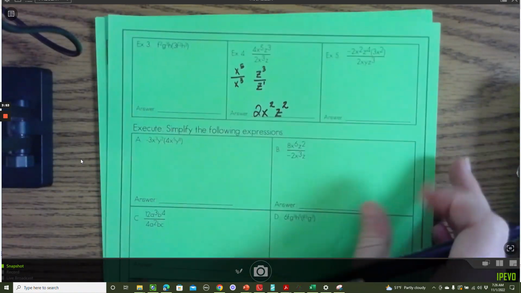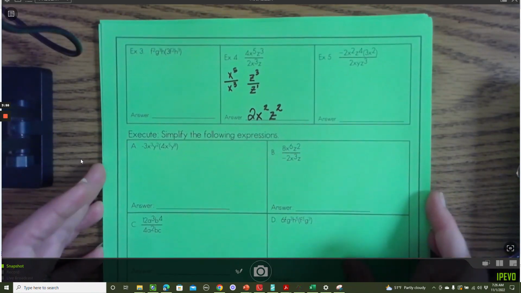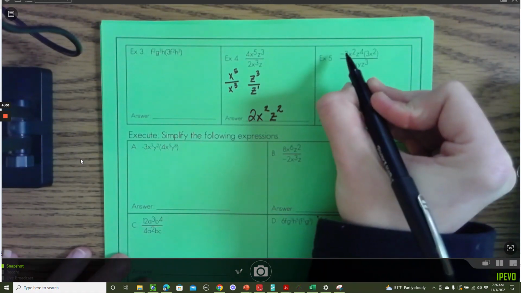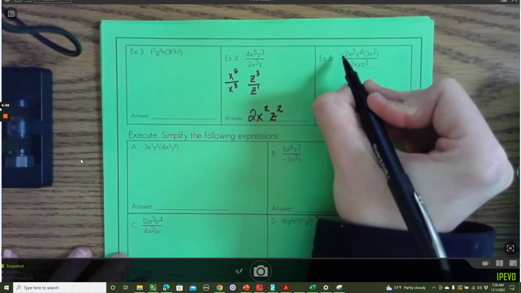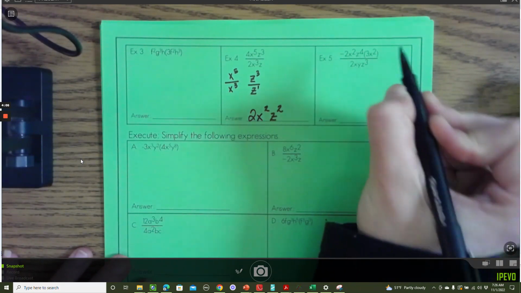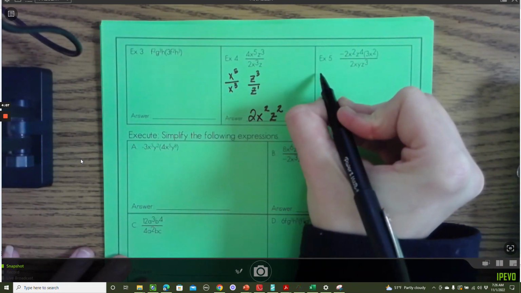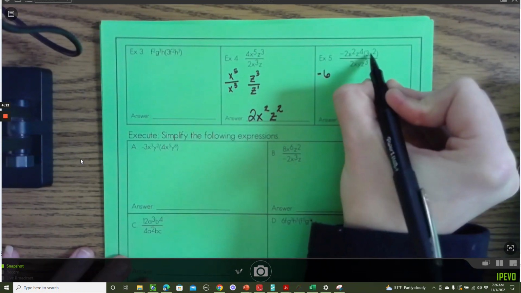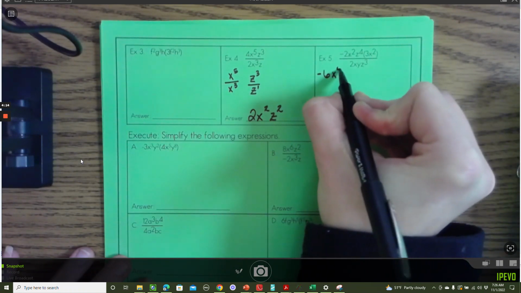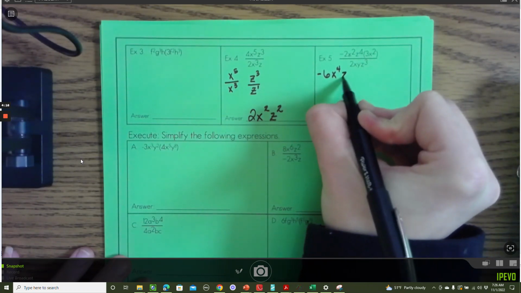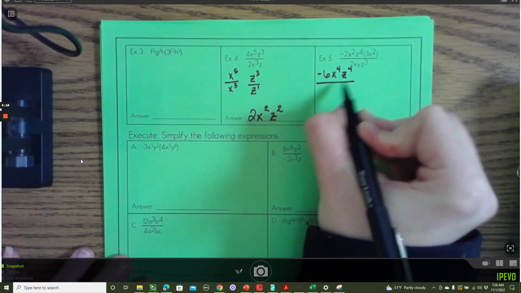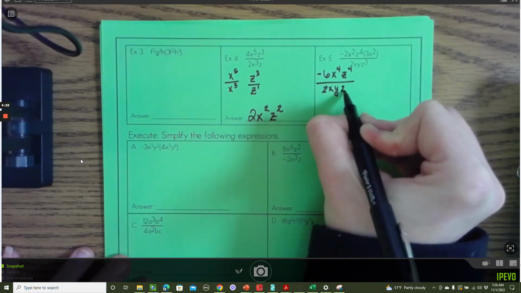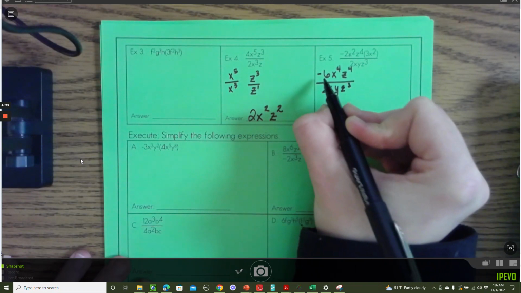All right, on the next one, we're actually going to multiply, and then we're going to divide. So we're going to do the multiplication in the numerator of this fraction first. So my coefficients, negative 2 and a positive 3, would give me a negative 6. x squared and x squared would give me x to the 4th, z to the 4th, and that just tacks on to the end, 2xyz. All right, negative 6.